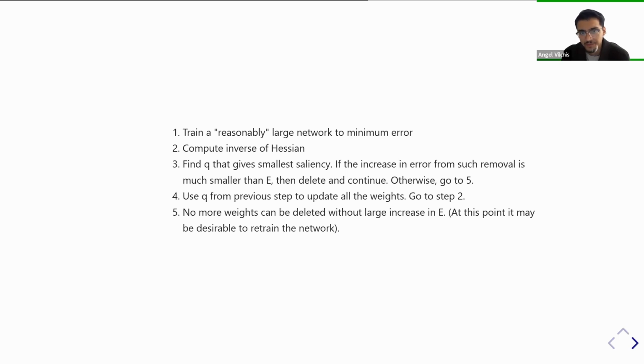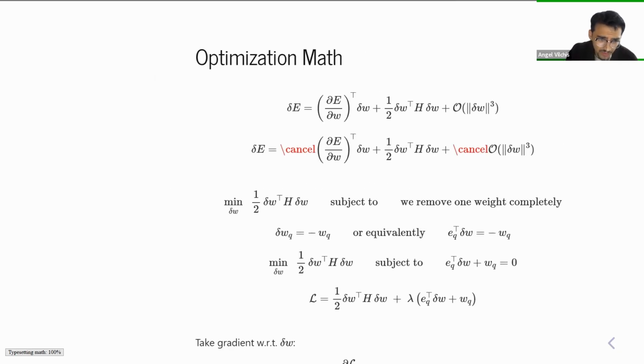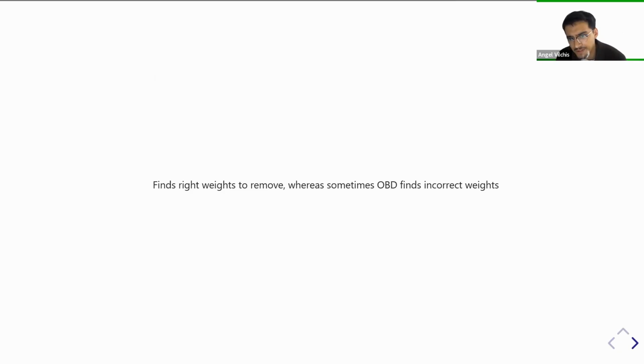having the full matrix. So what's the result? The main result is that we find the right weights to remove, whereas sometimes OBD and also coarse magnitude pruning find the incorrect weights. So it's just accuracy. And then we'll go over the math, but the main difference with OBS is the accuracy of the weights to remove. But it does require more computation.